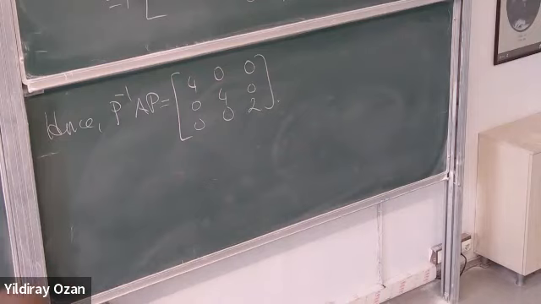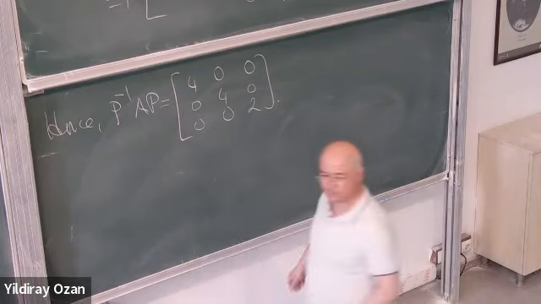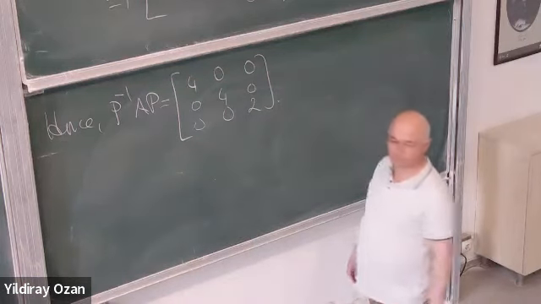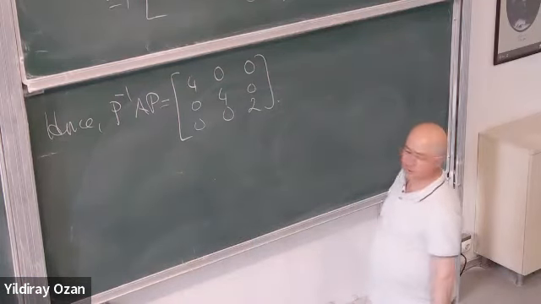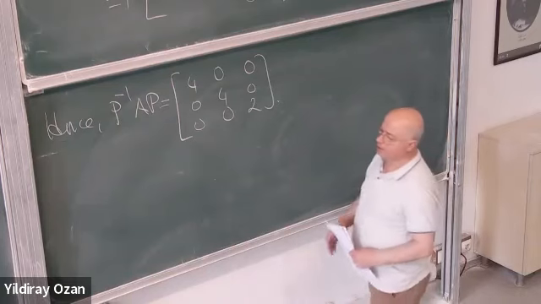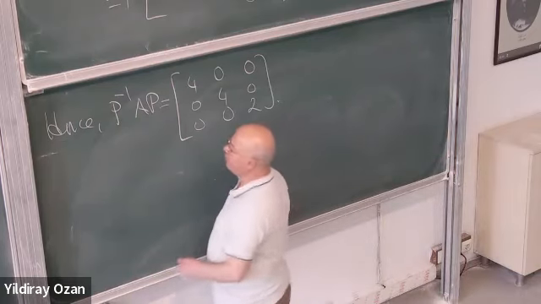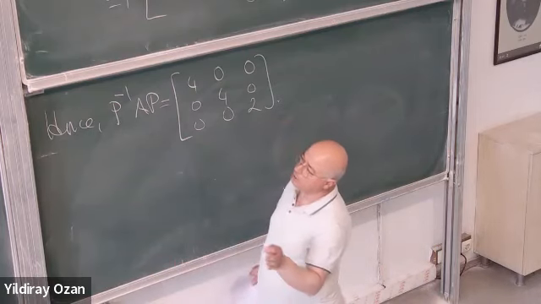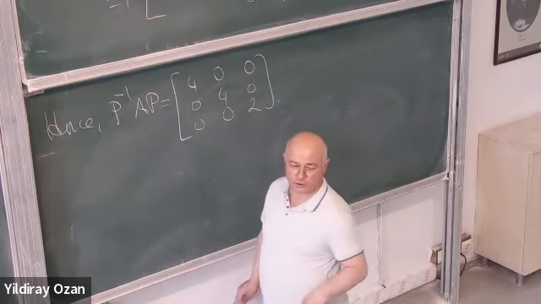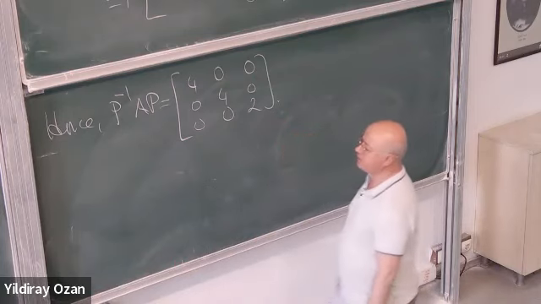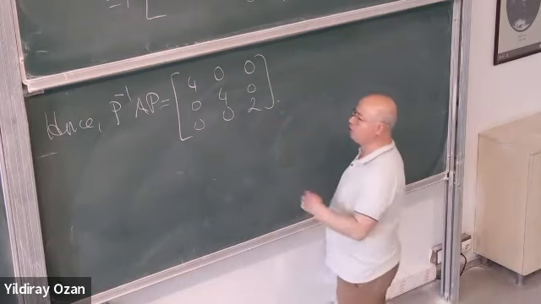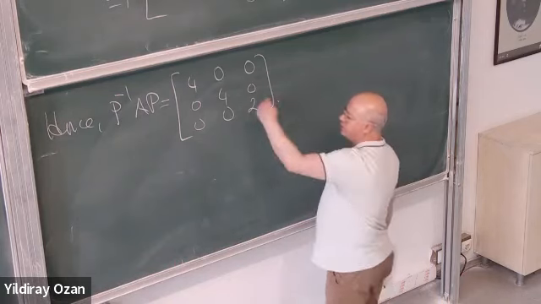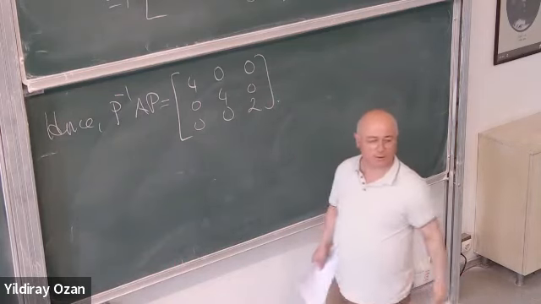I did 2, 4, 4 and chose P accordingly. No, no, depending on how you order your eigenvectors, these diagonal entries will show up accordingly.